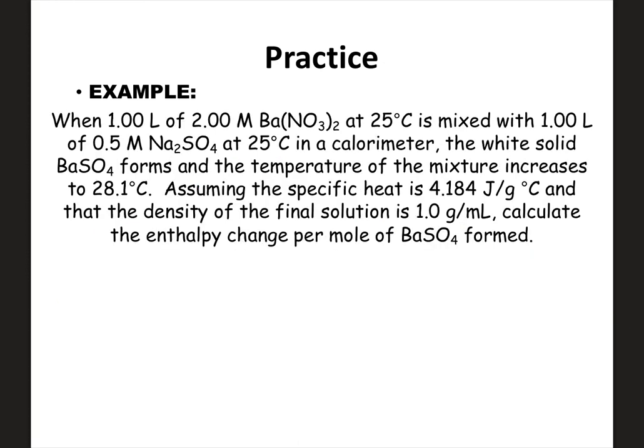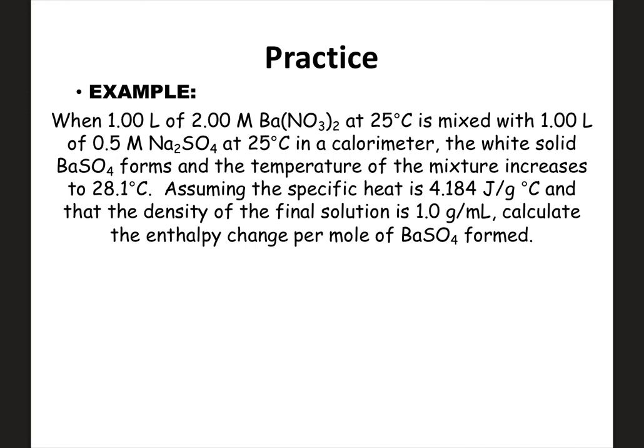Now we can look at one more example. Again, this is going to be a little different. There are a lot of variations of these calorimetry type problems. This one says we have 1 liter of 2 molar barium nitrate being mixed with 1 liter of 0.5 molar sodium sulfate, and they're mixed in a calorimeter. We get a white solid, barium sulfate, forming. The temperature of the mixture increases to 28.1 degrees Celsius.